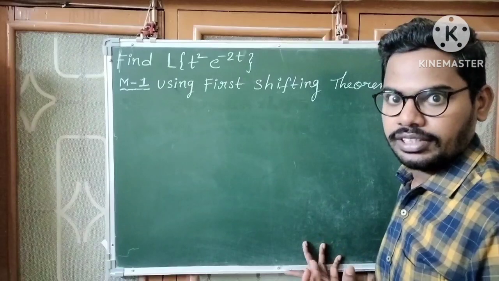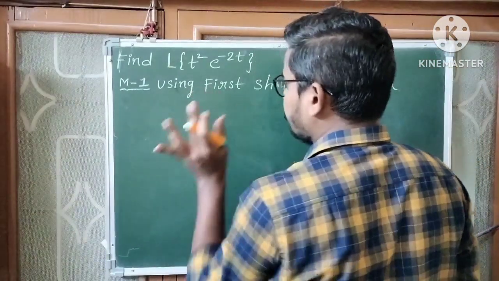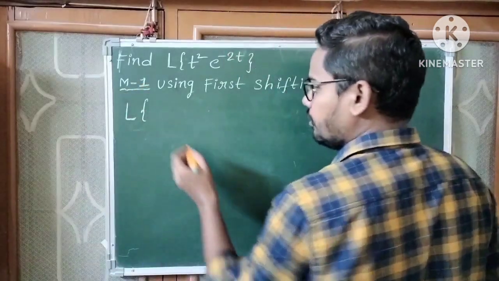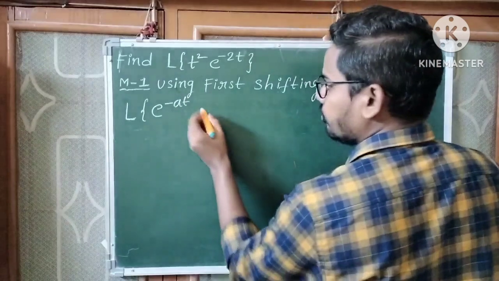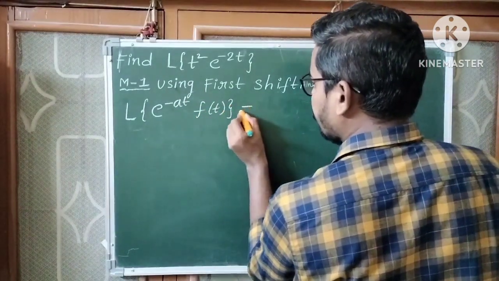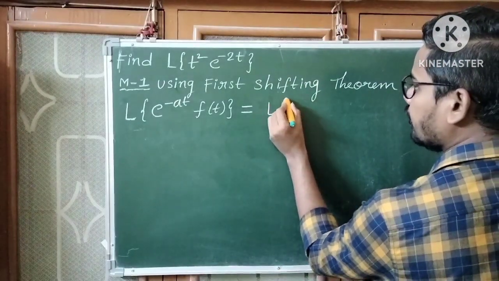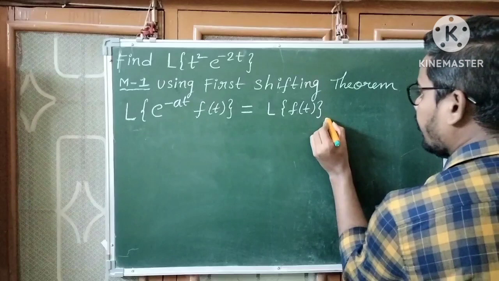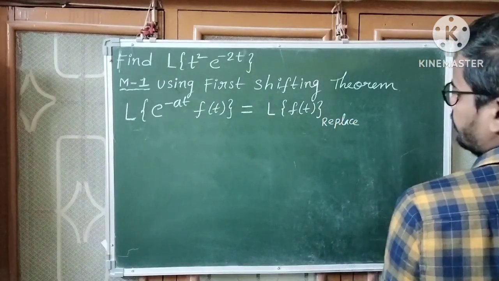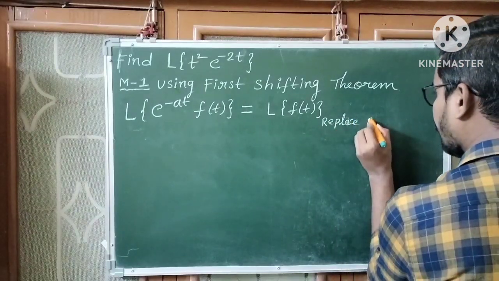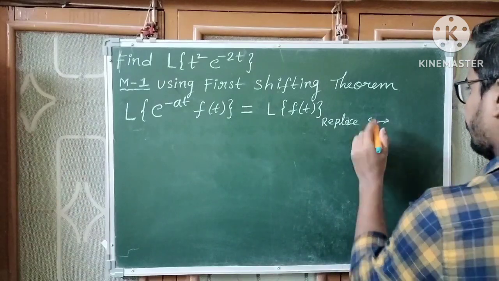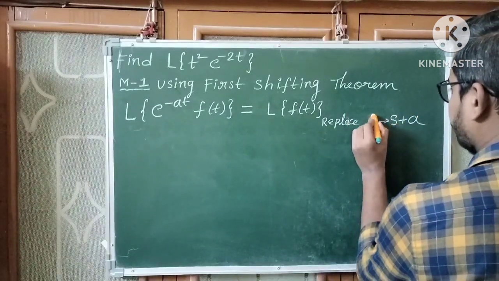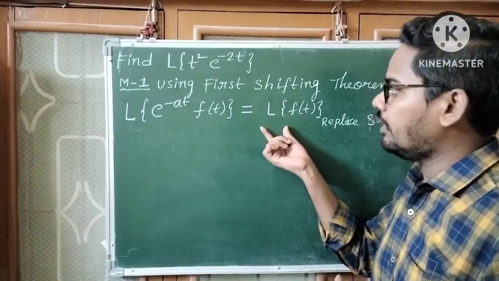So according to the first shifting theorem, Laplace transform of e power minus at f of t is equal to Laplace transform of f of t, and we have to replace s by s plus a. So this is the first shifting theorem formula.